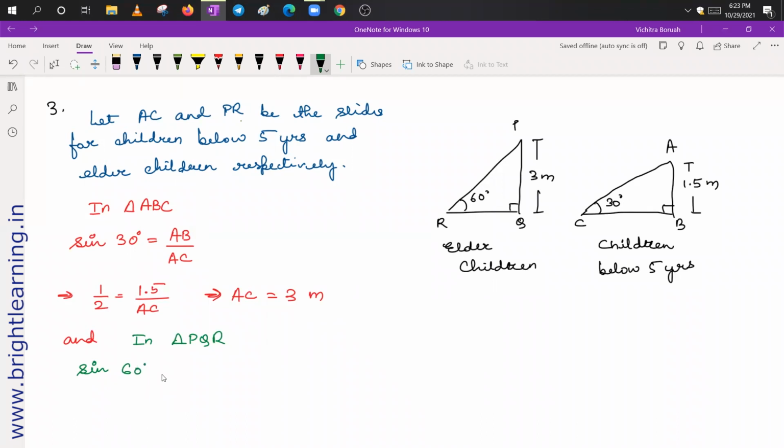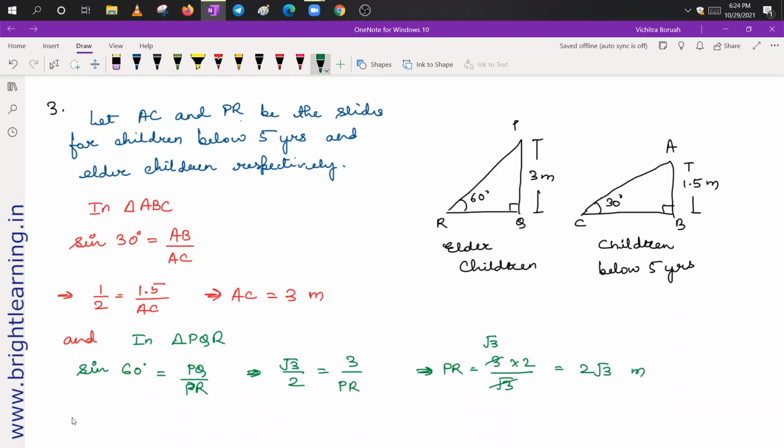So sine 60 degree, the perpendicular here is PQ, and the hypotenuse here is PR. What is the value of sine 60 degree? It is root 3 upon 2. And it is equal to PQ, we know that it is 3, and PR, we have to find the length of PR. Now from here you will get PR equal to 3 into 2 upon root 3. So root 3 into root 3 is equal to 3. So here you will get 2 root 3 meters. So this is the length of this slide.